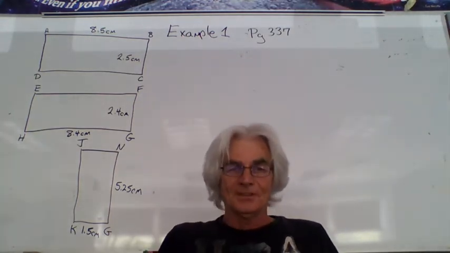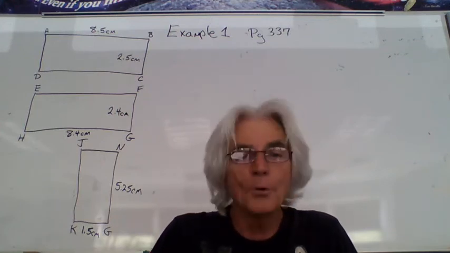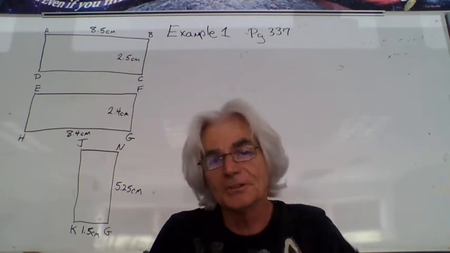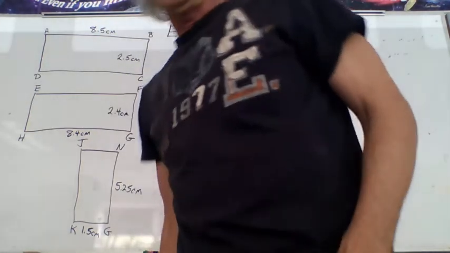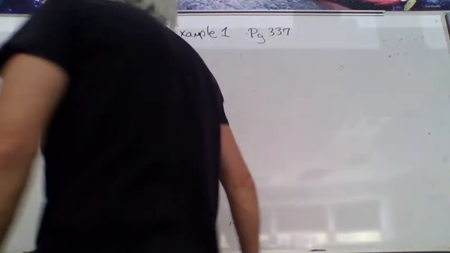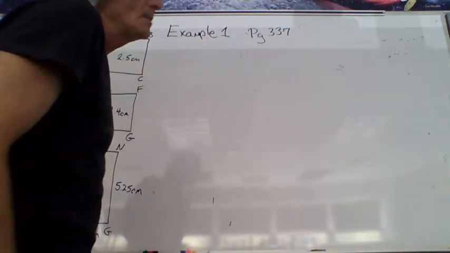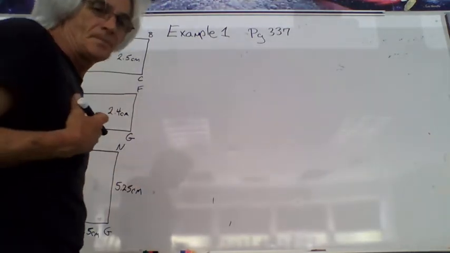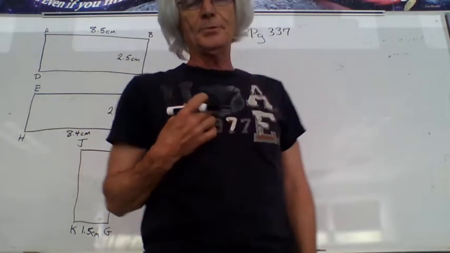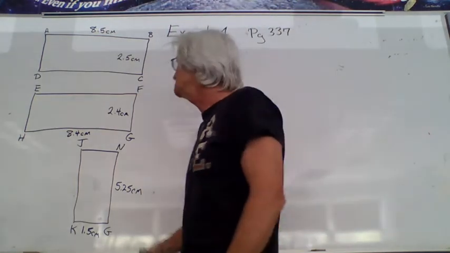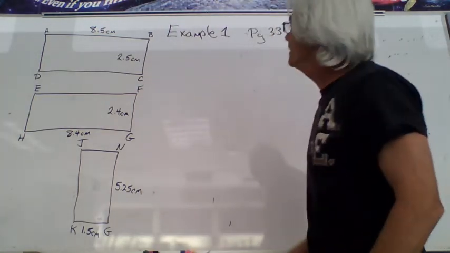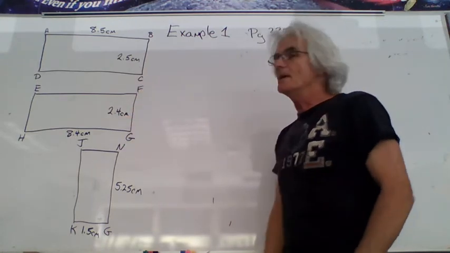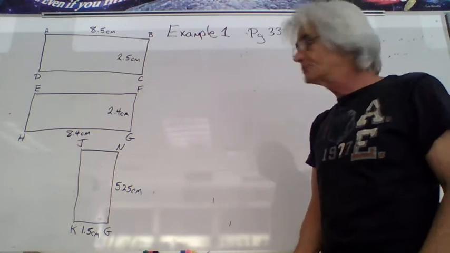So, this lesson here, it's 7.3 out of the textbook. Similar polygons is what it is. So what I'm going to look at here first is example 1, page 337. So you might want to take your digital textbooks and turn them to that. What they did is they gave me these 3 different rectangles, and they asked me whether they were similar.